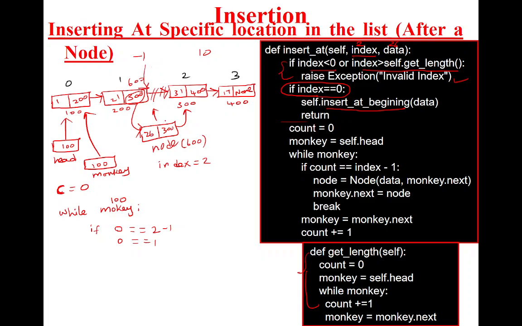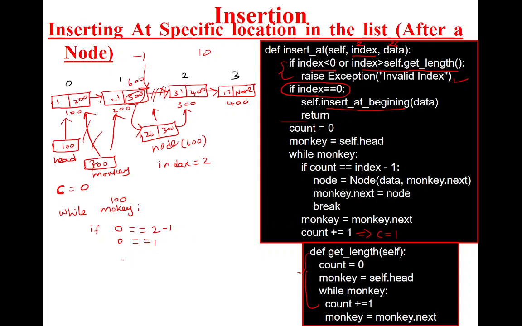Then only we can insert the node. So we are trying to move here. If it is so, we have reached the correct place. If it is not there, this code will not be executed. We will move the monkey. Monkey equal to monkey.next. What is monkey.next in our case? 200. So monkey will be pointing over here. And we are increasing the count equal to count plus 1. What is the count value right now? 0 plus 1, count will become 1.